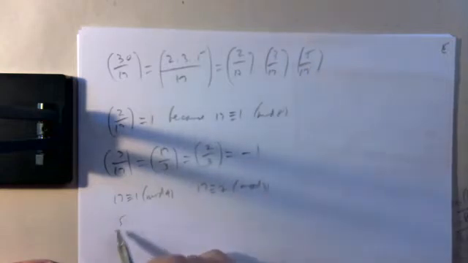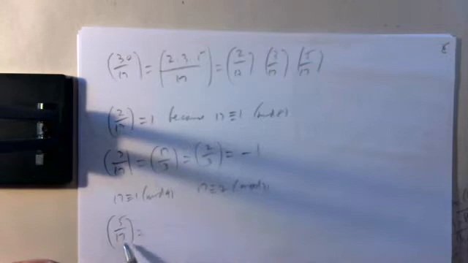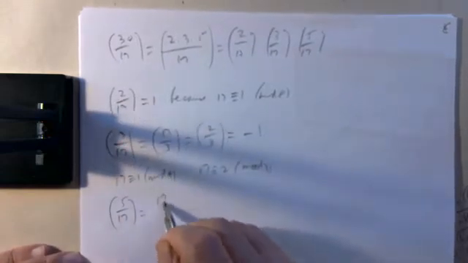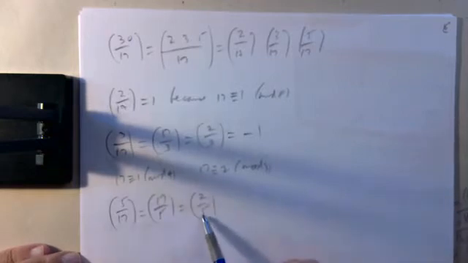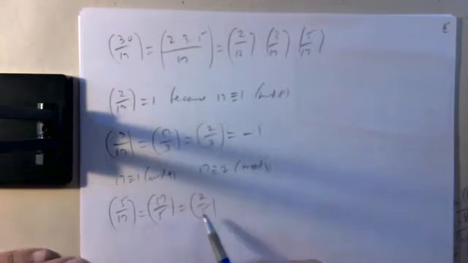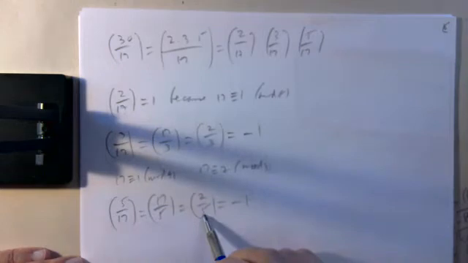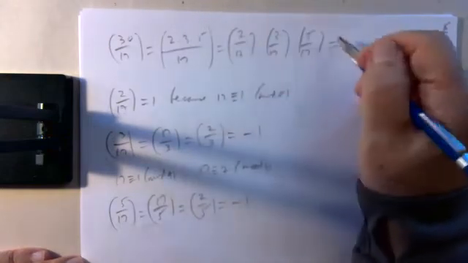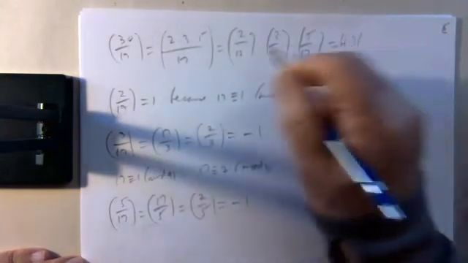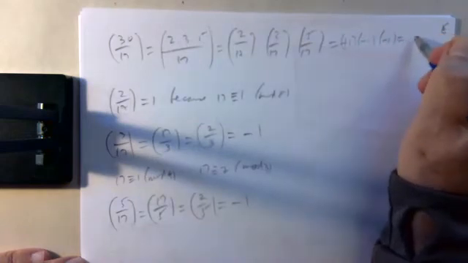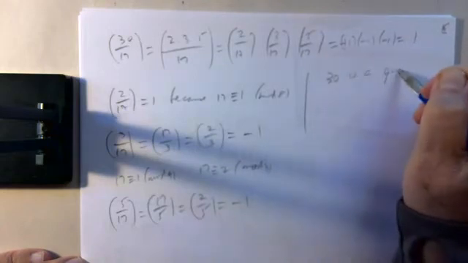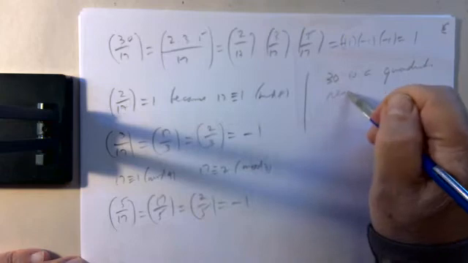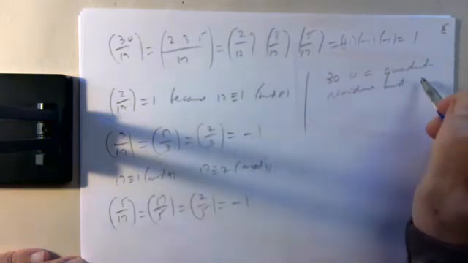And what about 5 over 17? Again, 5 and 17, they're both congruent to 1 mod 4. So this is 17 over 5. 17 is congruent to 2 mod 5, so 2 over 5. 2 is not a quadratic residue mod 5. 5 is not congruent to plus or minus 1 mod 8. So this is minus 1. So what we get here is 1 times minus 1 times minus 1, which is 1. So 30 is a quadratic residue mod 17.